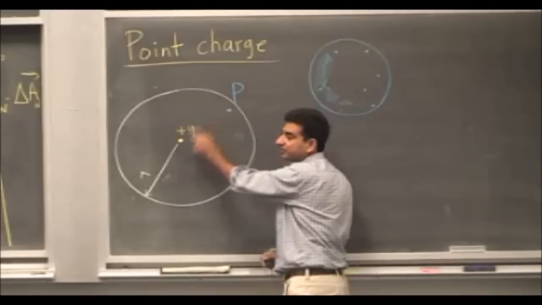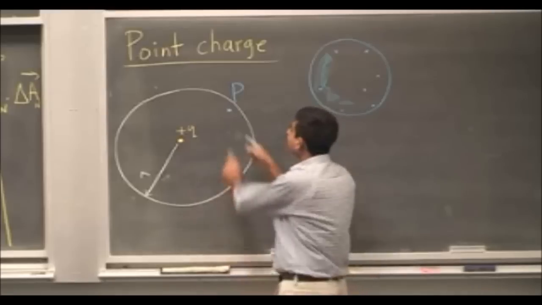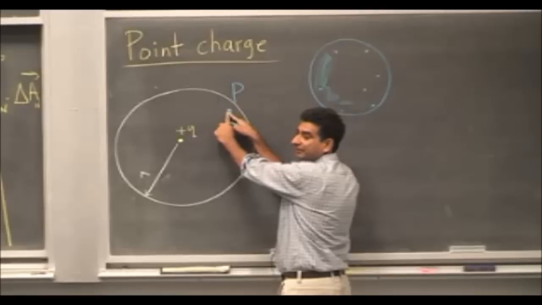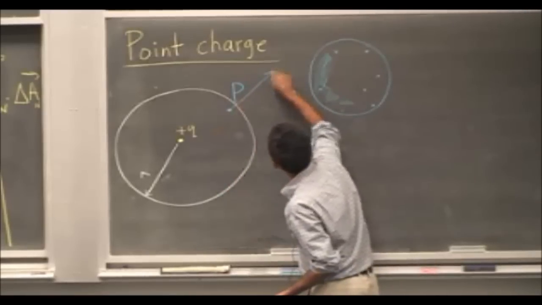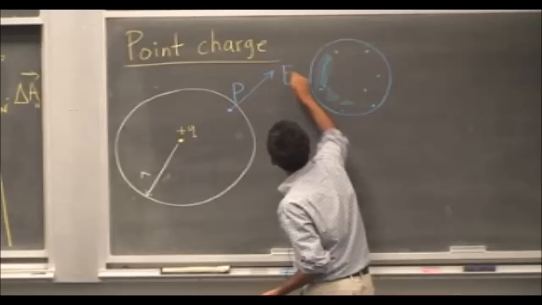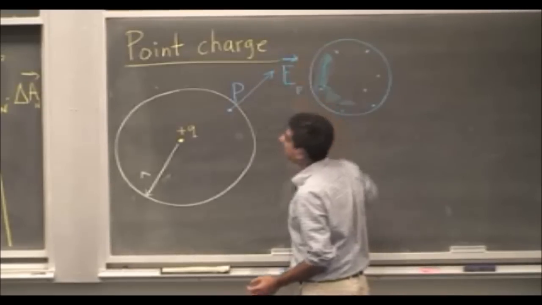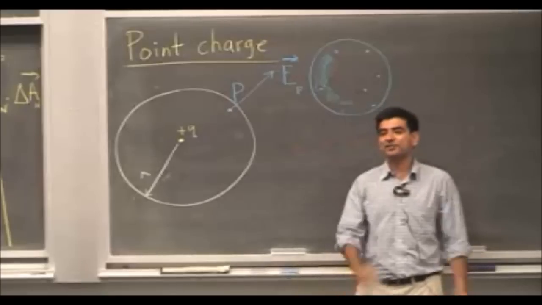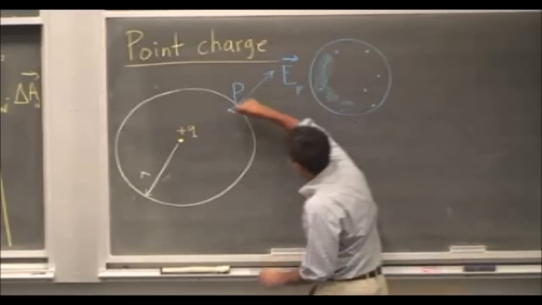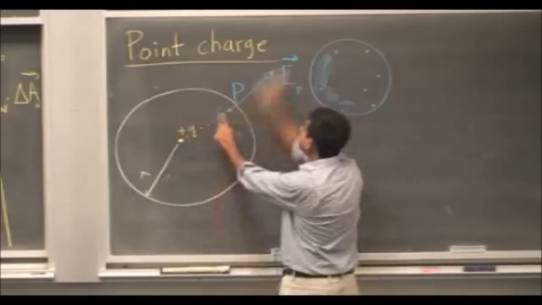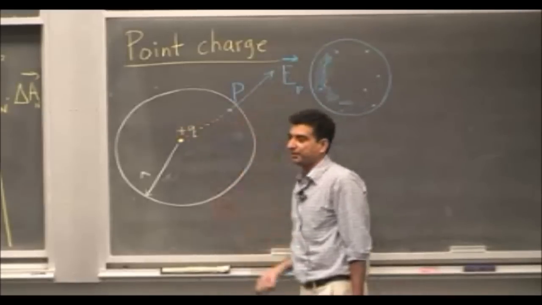What's the distance of this point from the charge? It's still r. And what is the direction of the electric field at this point? It's radially outwards. So the electric field, let's call it EP, is radially outwards. It's along the radius. So I can draw a radius and extend this radius outwards. This is the electric field at point P.